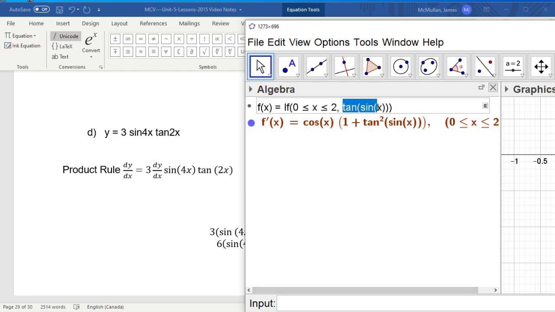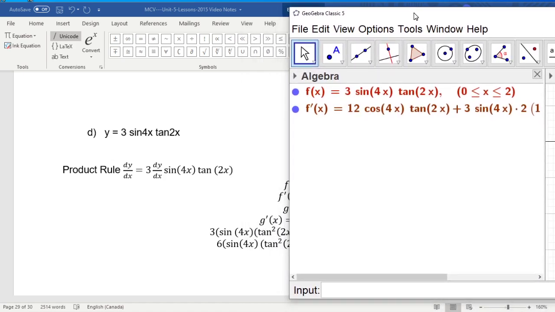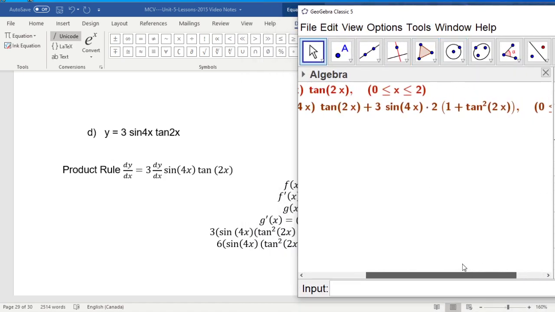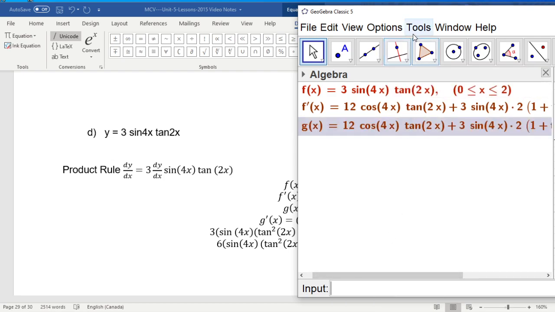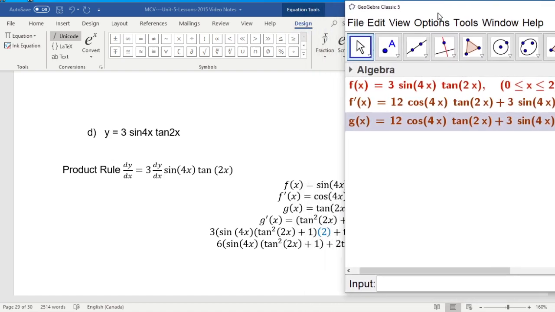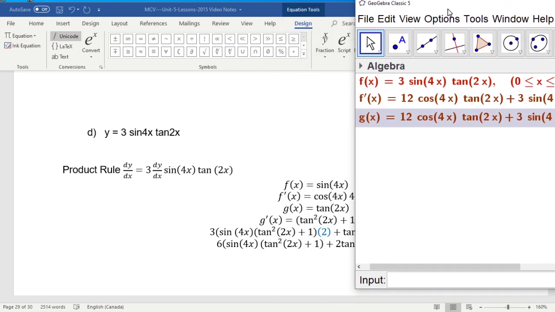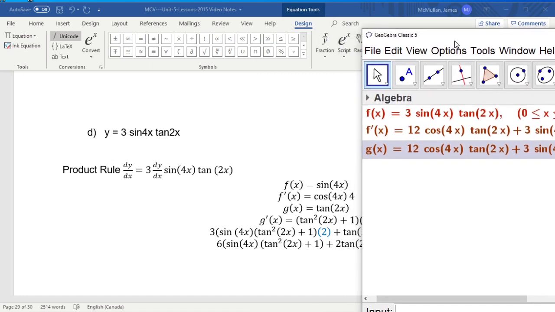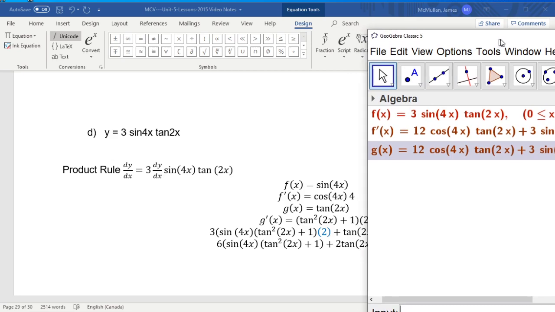So I'm going to change my original function here to 3 times sine 4x times tan 2x, and the derivative it comes up with. So you can see it expanded the derivative. So I'm going to ask it to factor f prime. Still coming up with a 12. Okay, so let's look through and see what they're doing that's different than mine. So cos 4x tan 2x, so that's what we have on our side.